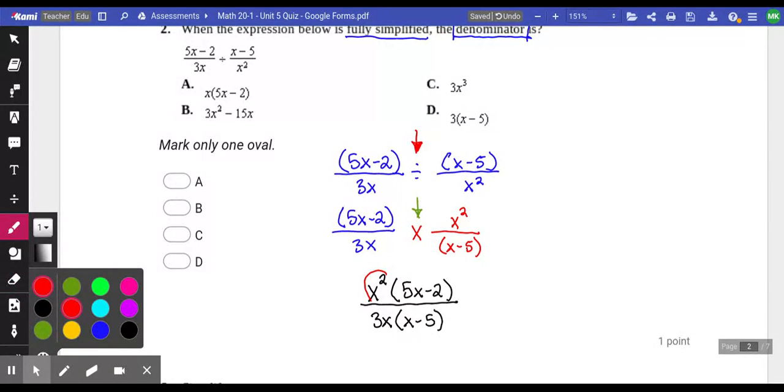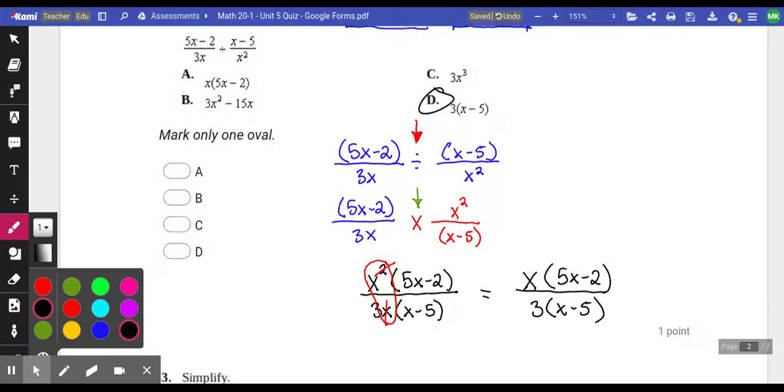My x squared and my x are both monomials, so they can cancel out. I will lose one of my x's on the top and the x on the bottom, making my final answer x(5x minus 2) divided by 3(x minus 5). Making your answer D. The denominator was 3 times x minus 5.